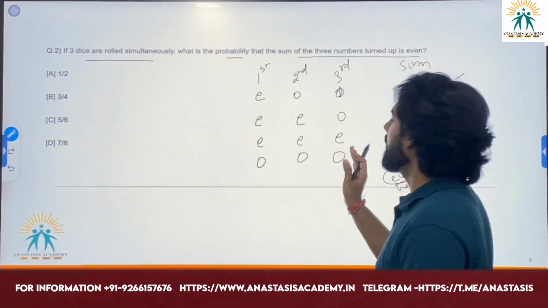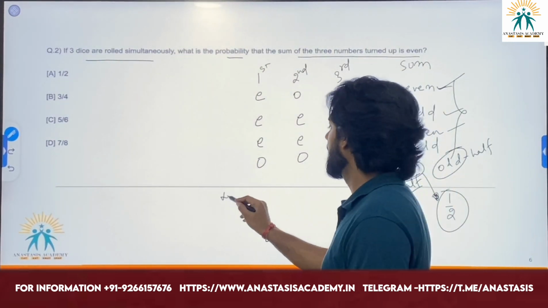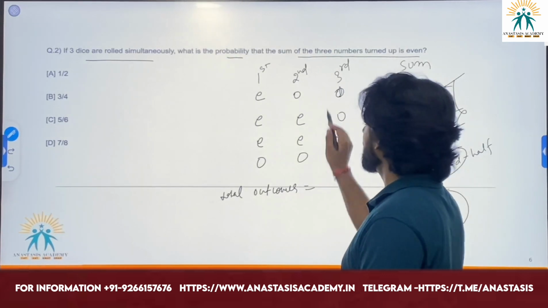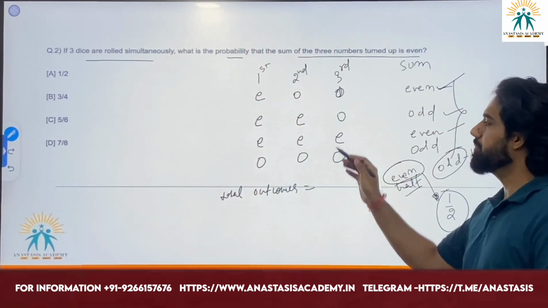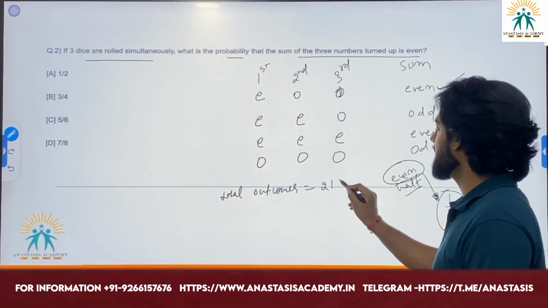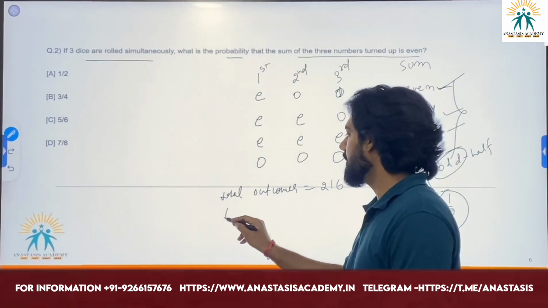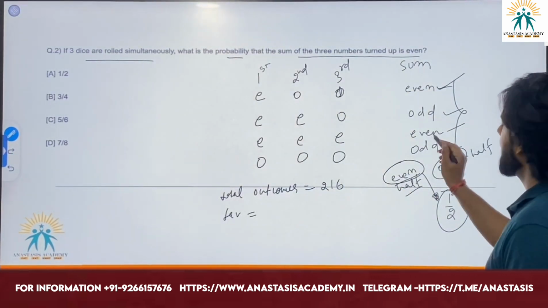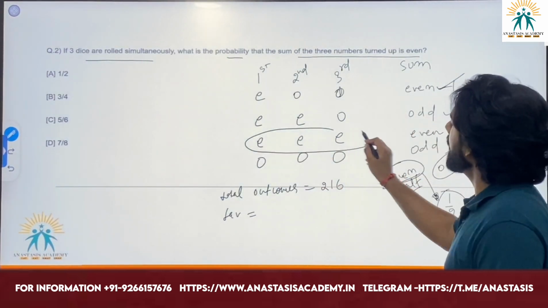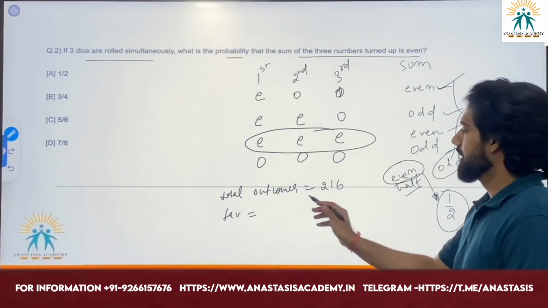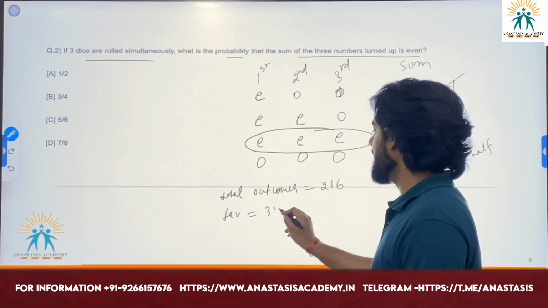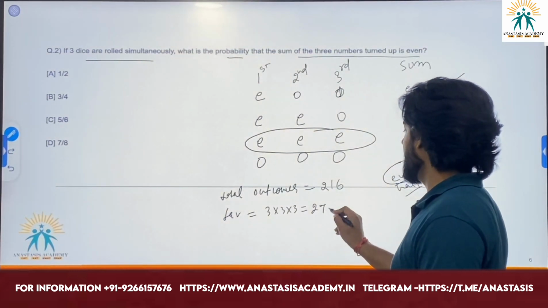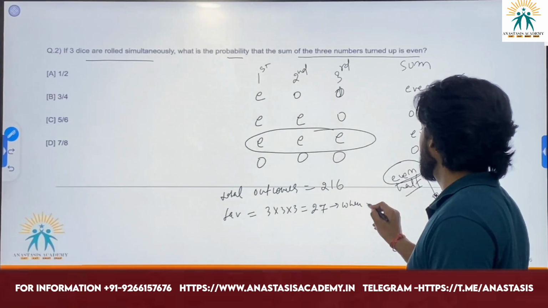Total outcomes I know. Total outcomes for the numbers on these dice is 216. Favorable outcomes are when the sum is even. That is the first case when all 3 numbers are even. So even numbers are 3, 3 and 3. This is 27 when all are even.